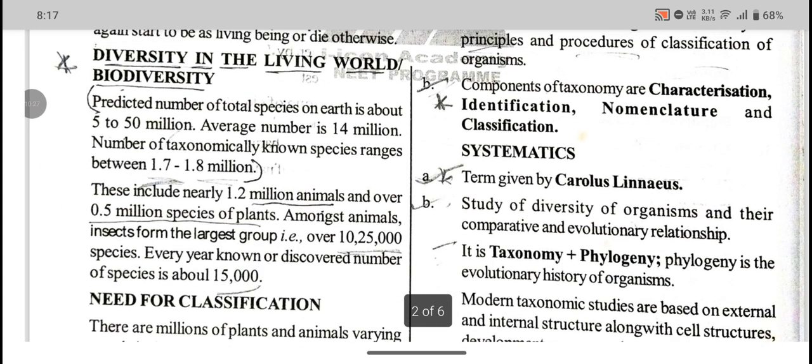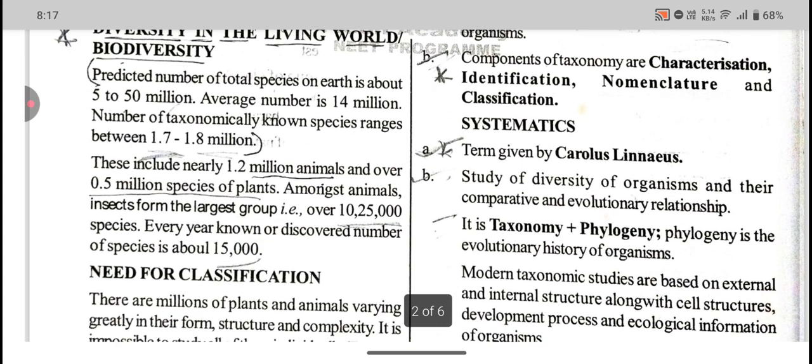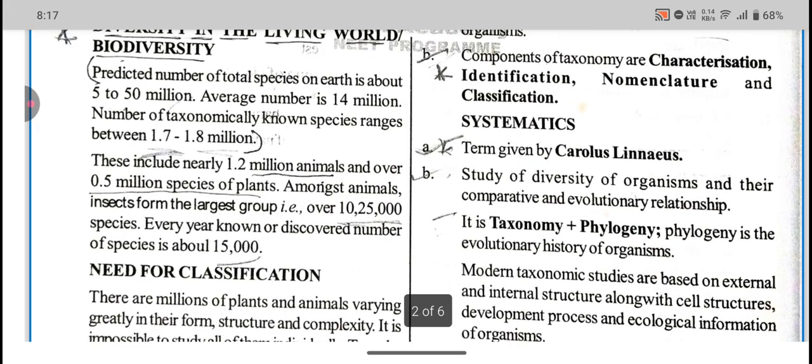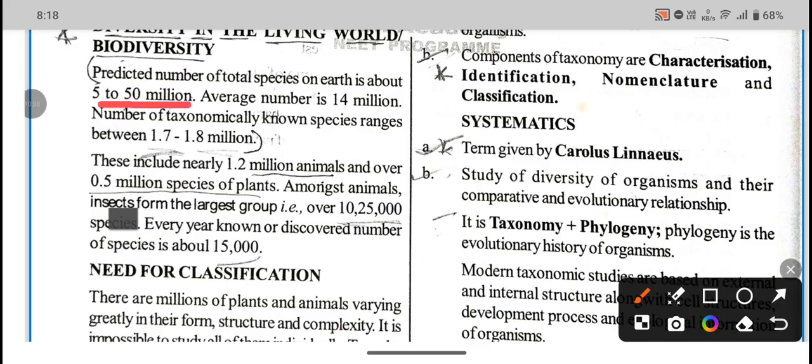So, diversity in the living world, biodiversity. The predicted number of total species on the earth is about 5 to 50 million, and the average number is 14 million, and the number of taxonomically known species ranges between 1.7 to 1.8 million. This includes nearly 1.2 million animals and over 0.5 million species of plants. Amongst animals, insects form the largest group, that is 10 lakh 25,000 species. Every year, the number of newly discovered species is about 15,000.